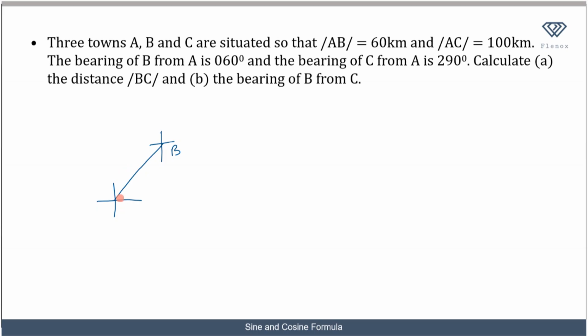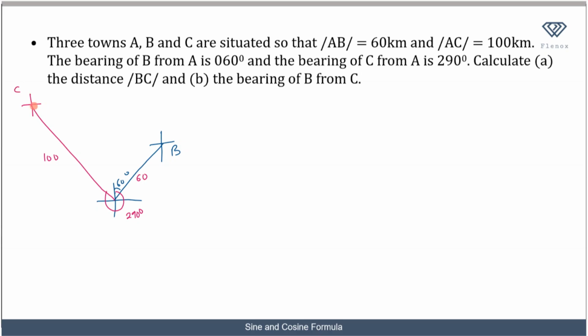Okay, the bearing is 60 degrees, and from here again we have a bearing to point C. We know that the angle there is 290 degrees. So the distance here is 60 kilometers and the distance here is 100 kilometers. Now this is my point C.